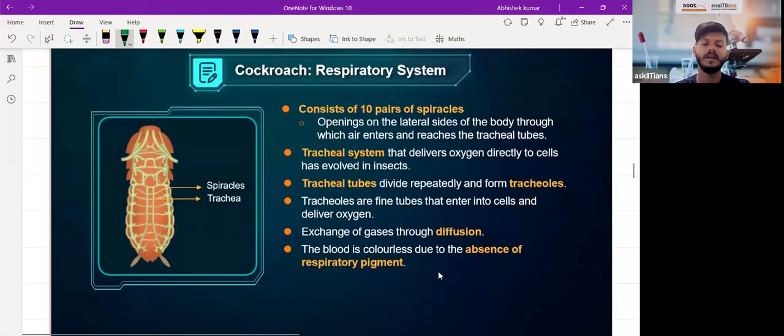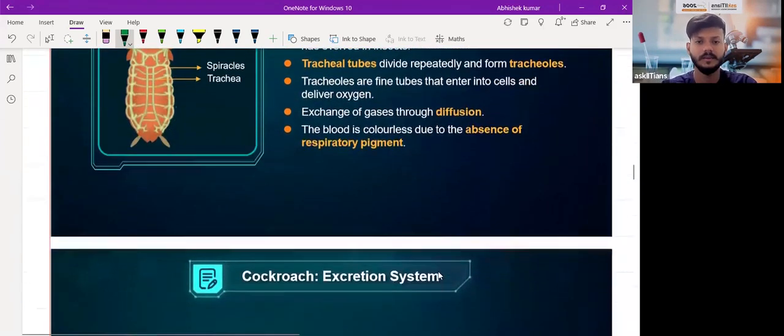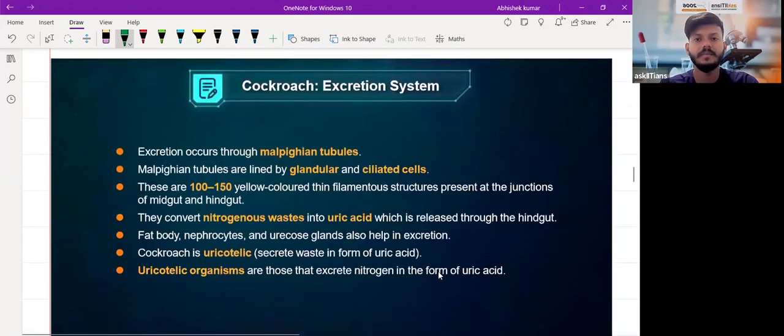And can you name the pigment present in a human body due to which our blood is red in color? Okay, I will. Then the excretory system of the cockroach.